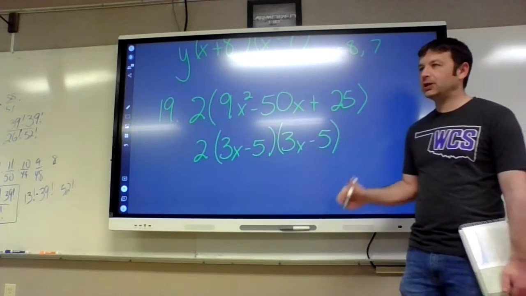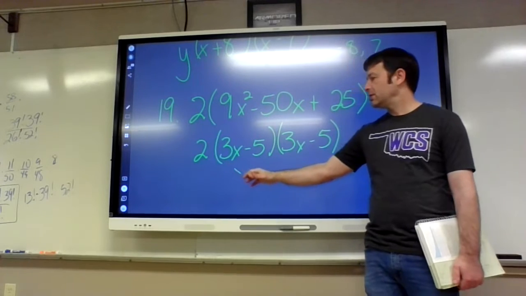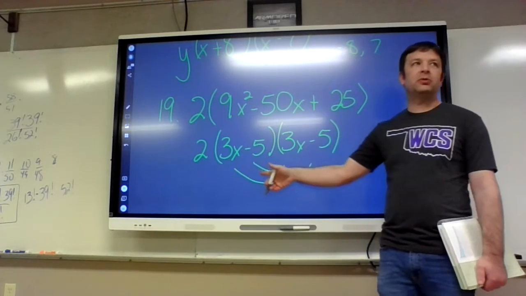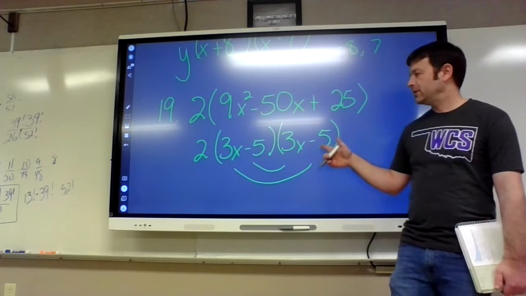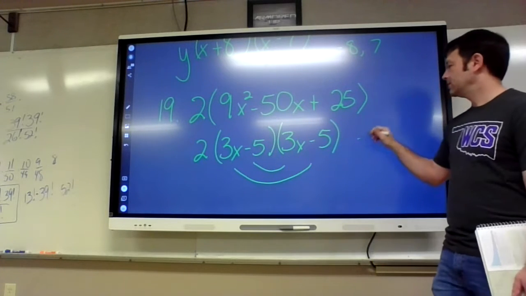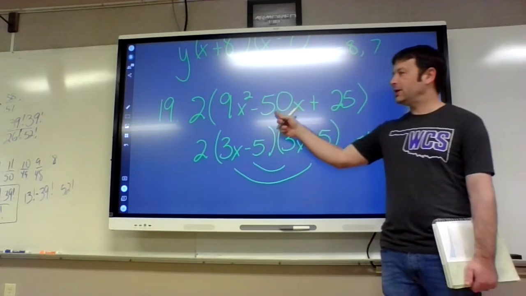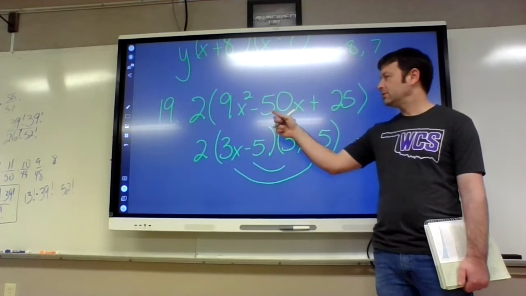Do you guys remember how we check this? Inside, outside. What's the outside? Negative 15. What's the inside? Negative 15. What's negative 15 minus 15? Negative 30, not negative 50.